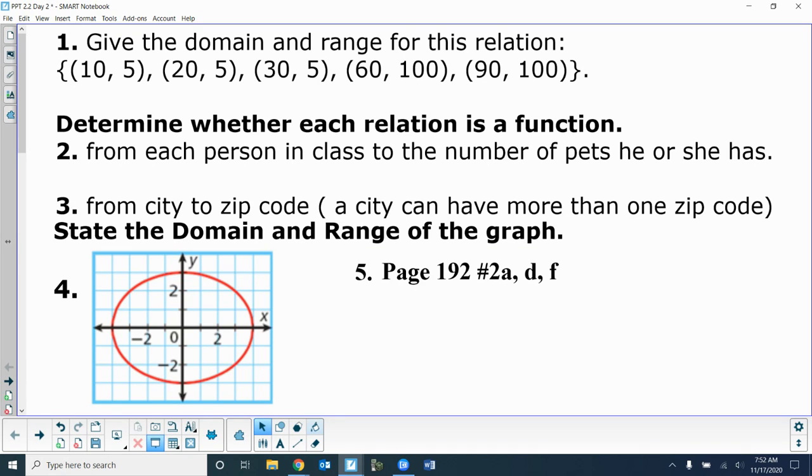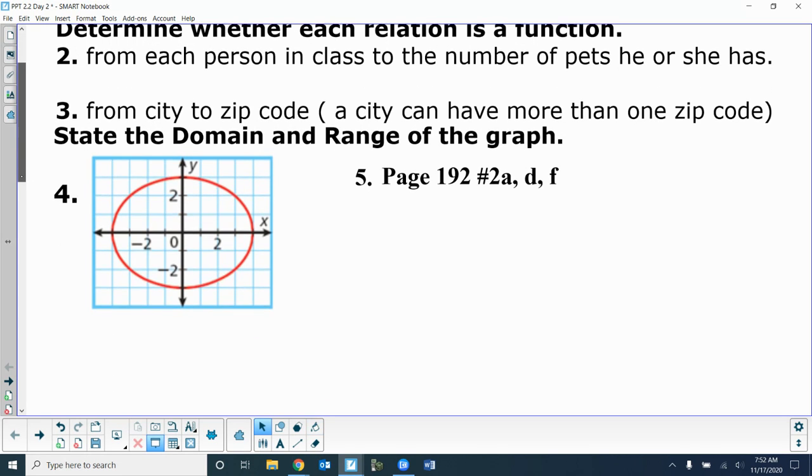How about, does every city have one and only one zip code? Or are there big cities that have more than one zip code? Yeah. So that is not a function. It's still a relation. It's just not a function, okay?